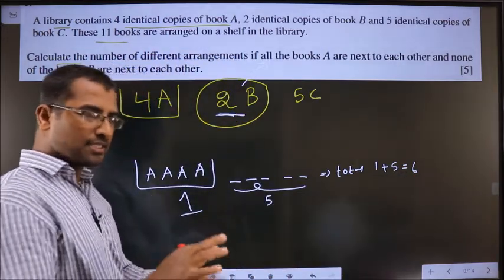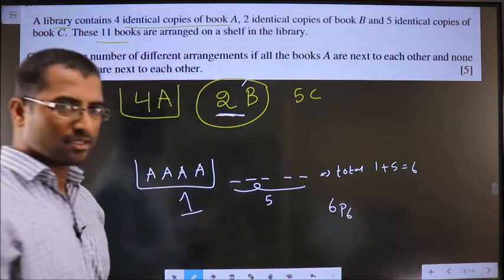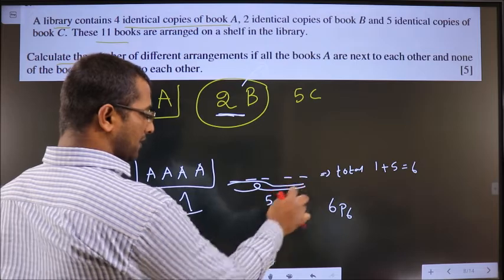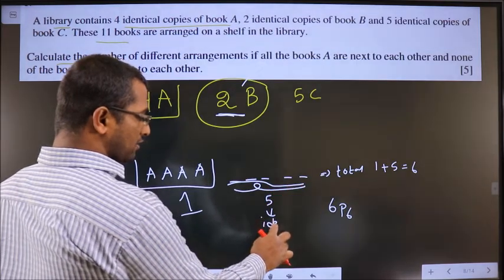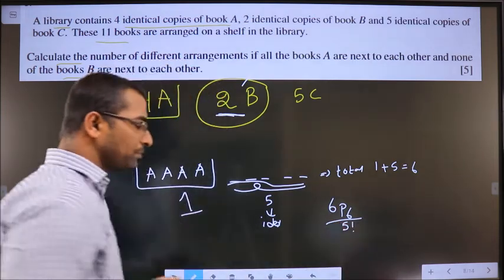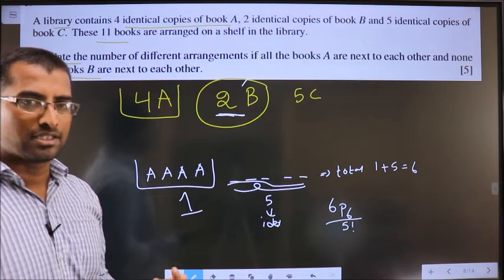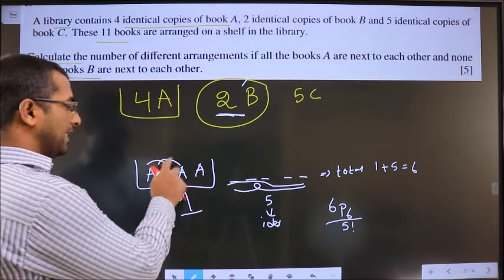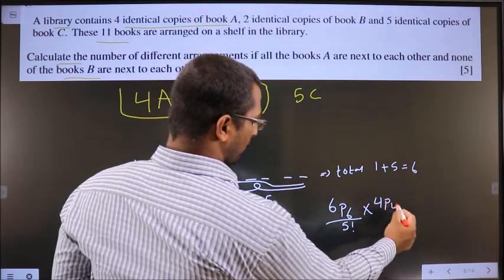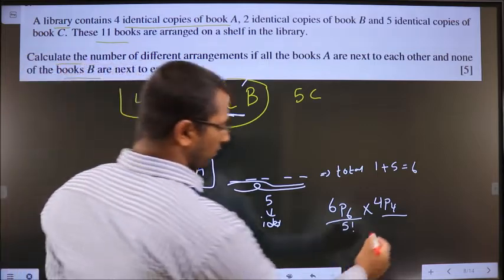These 6 can be shuffled in 6P6 ways. More. These 5 are for C, they are given identical. So whenever identical, divide by 5 factorial. These 5 are identical, so by 5 factorial. And now inside these, the A's can shuffle in 4P4 ways. And all the 4 A's are identical, so by 4 factorial.